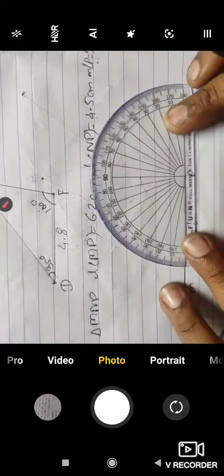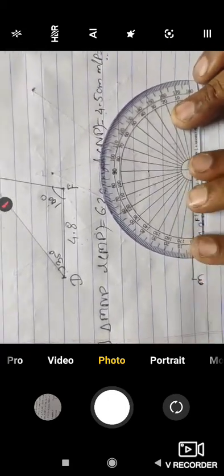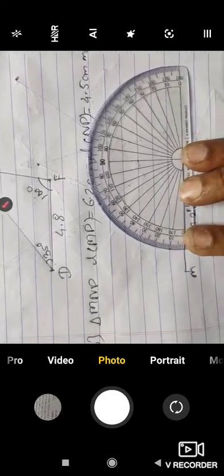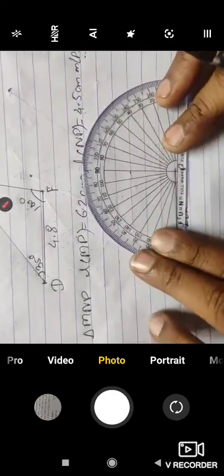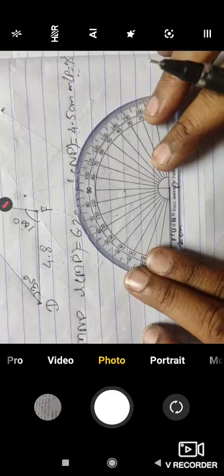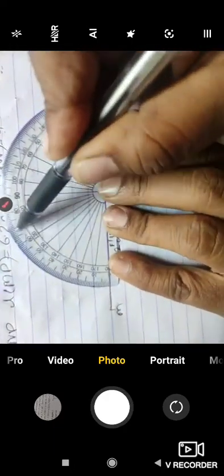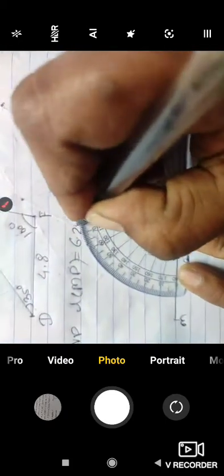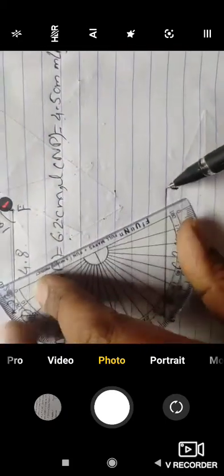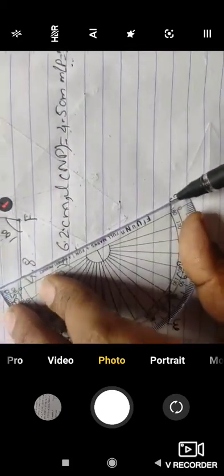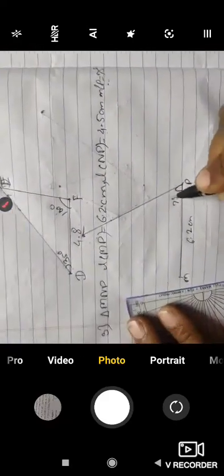Now first we have to draw the angle of 75 degrees. So if P is here, and 75 we have to count from the 0 where we have adjusted the protractor with this line. So from here 0, if you start counting, 70 is here and 75's place is here. Now join this, draw the ray passing through this, and this angle's measure is 75.